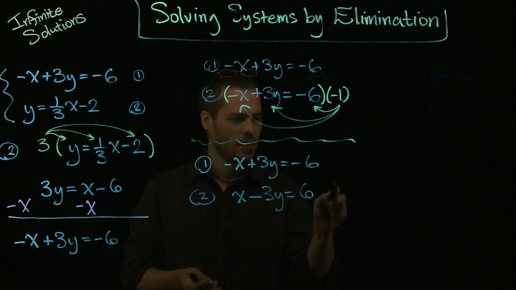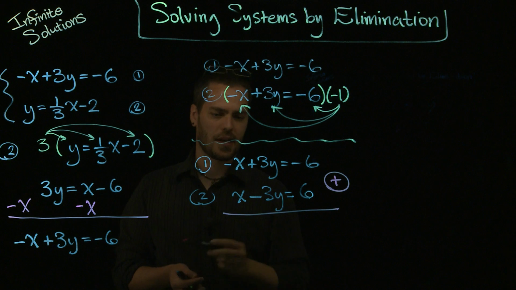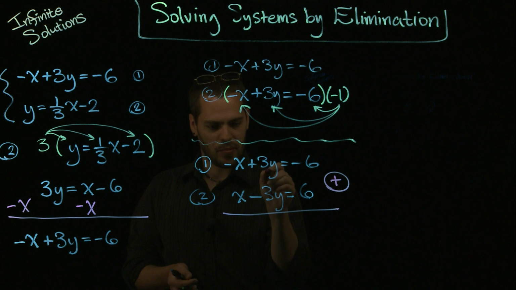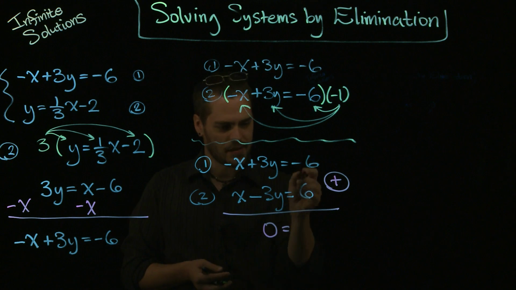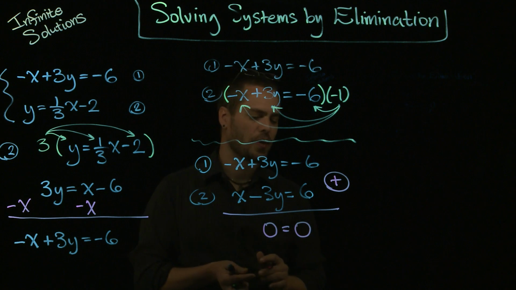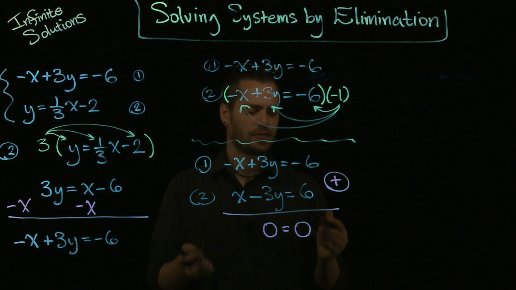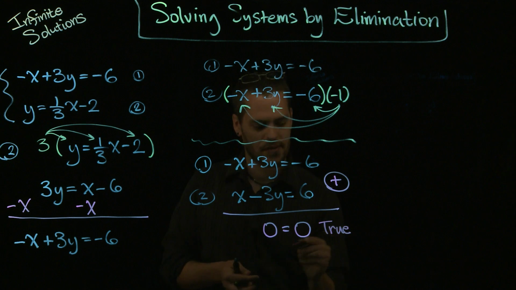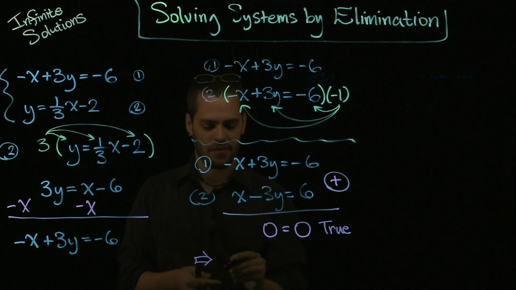And here's what we get when we now add the system together, the weird thing I was talking about. Negative x plus x is 0. Positive 3 plus negative 3 is 0. So on the left side, I get 0. Negative 6 plus 6 is also 0. Where did all my variables go? This is why I'm pointing this out. If you get something like 0 equals 0 or 5 equals 5, this is certainly a true statement. It's always true. It's never false. And this comes with an implication. The implication is that you have infinite solutions.